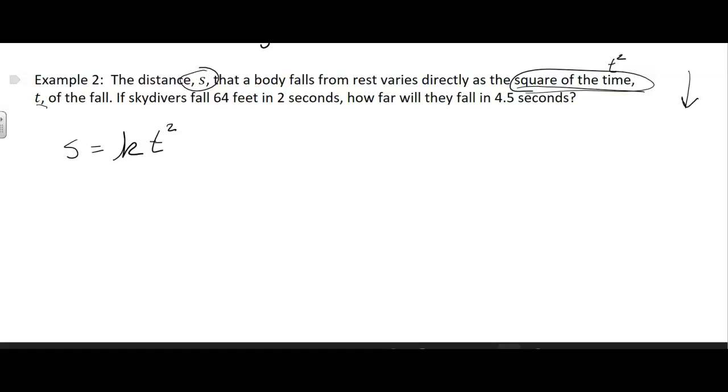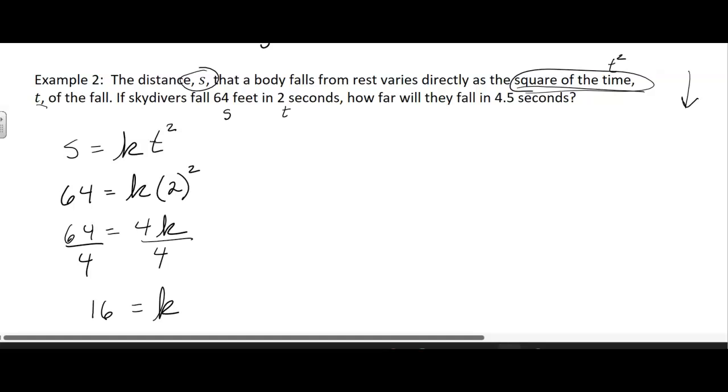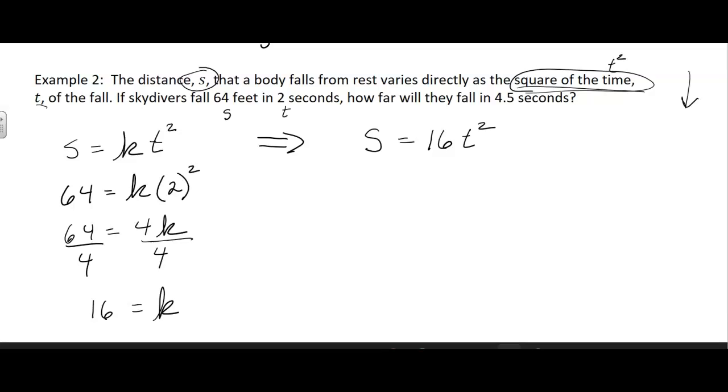Okay. If the skydiver falls 64 feet in 2 seconds, 64 feet would be the s, that's the distance, and t would be the 2. So 64 equals k t squared, right? The time is 2 seconds, but then we have to square that. We know what 2 squared is, so 4k. It doesn't matter which side you put the 4 on, it's multiplication. So I can divide both sides by 4, and I'm going to get k to be 16. Great. Now you know k, so you go back to your model and you write it again, only this time you put in the value of k that you just figured out. So now that's an equation, a formula that we can use.